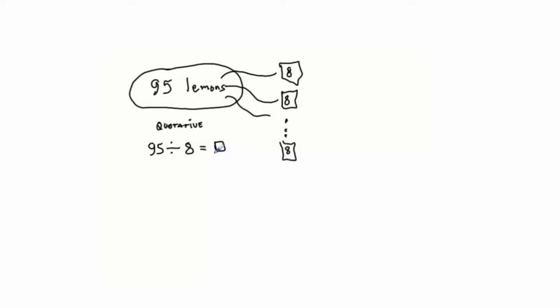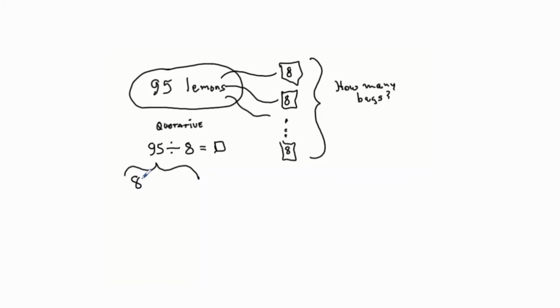And I want to know how many bags that I can get from these 95 lemons. So the question is how many bags? So I'm going to come over here to the division problem, 95 divided by 8, and I'm going to use one of our division strategies. Now, since the divisor is only single digit, what I think I'm going to do is decompose the dividend into chunks that I know are easily divisible by 8.